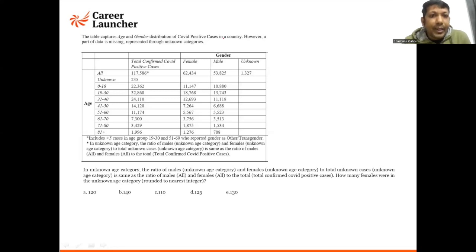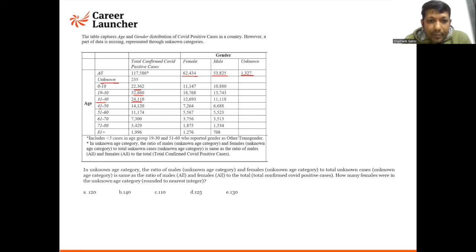Okay. Now, this question says that out of this total, there are a few people whose age is also unknown. For the remaining people, I already know the age bracket. 0 to 18, I have these many people. 19 to 30, I have these many people. 31 to 40, I have these many people, and so on. So this data is given to us. Now, this is the total. This is the total number of females we have. This data tells us the total number of males we have. This data tells us the total number of unknown people we have.